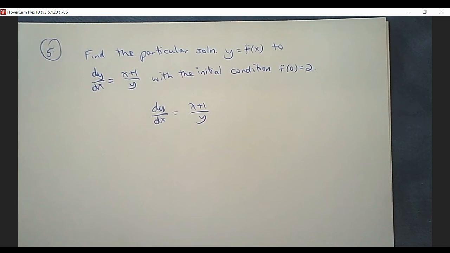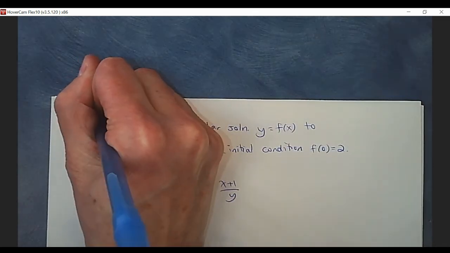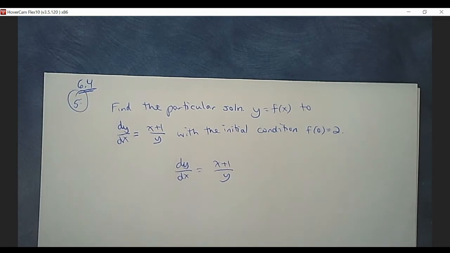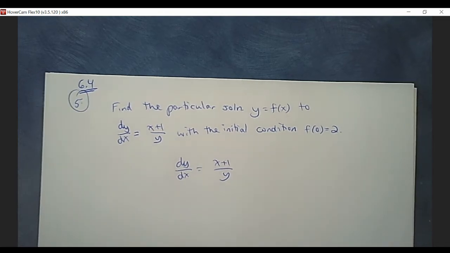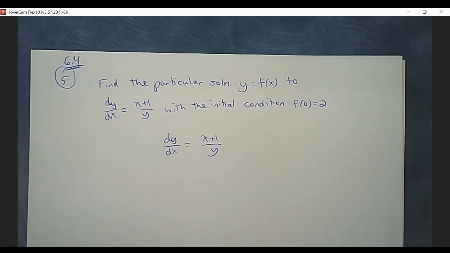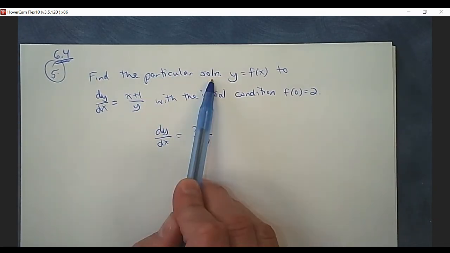Welcome to the second video on section 6.4, separation of variables. What you've done so far in section 6.4 is you have found general solutions to differential equations. So each of your answers has ended with a plus C. What we're going to get into next with two examples is to find the particular solution.